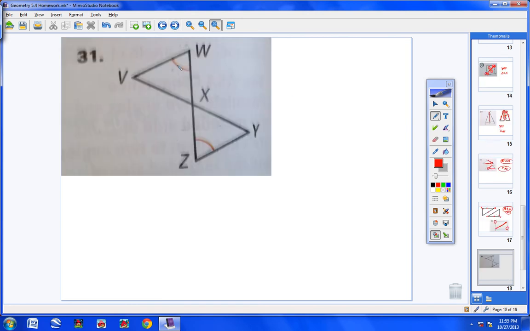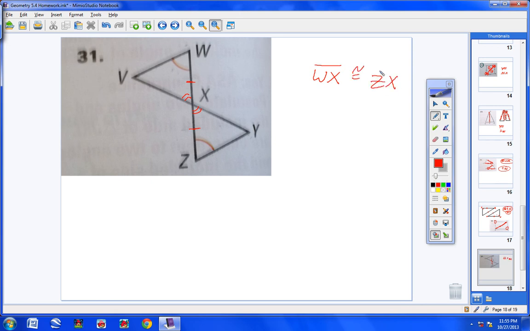And then last, number 31, let's see. We know for sure we can state that this angle here is congruent to this angle here because they're vertical angles. We know that. So how about I state that WX is congruent to ZX? So I'm going to state that WX is congruent to ZX.